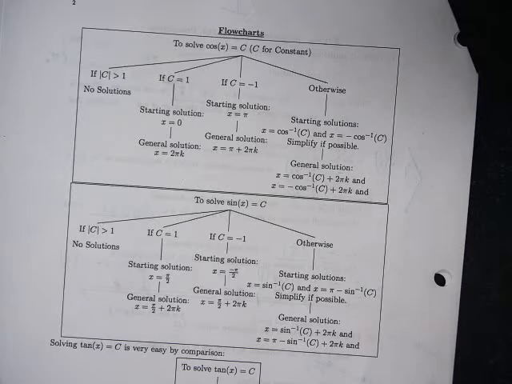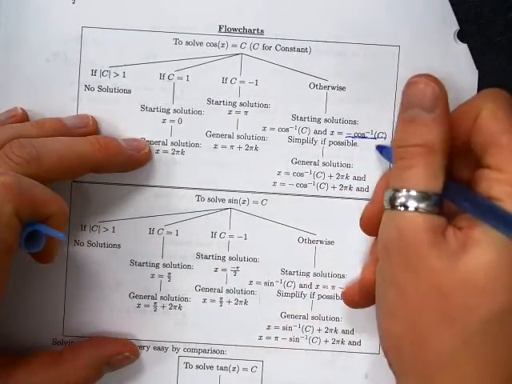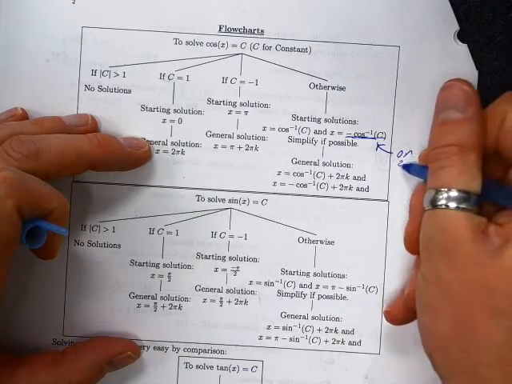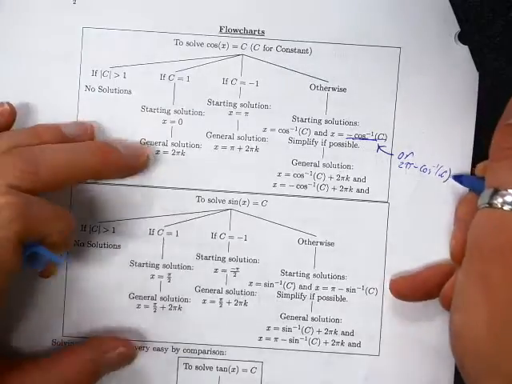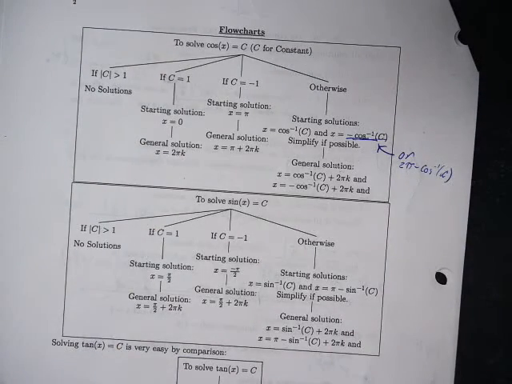Otherwise, the general case, you'll find your two starting solutions, inverse cosine of c and negative inverse cosine of c. Well, if you happen to really want your angle to live between 0 and 2 pi, that one's actually between 0 and 2 pi. So you wouldn't want to include both of those as initial solutions because they're like the same point on the unit circle. And then you would take those two and add 2 pi k's to get all of the solutions.